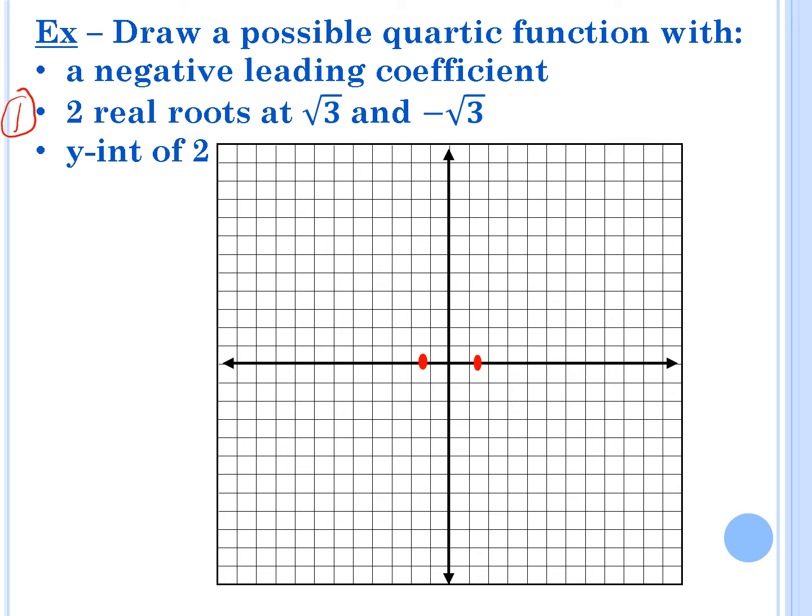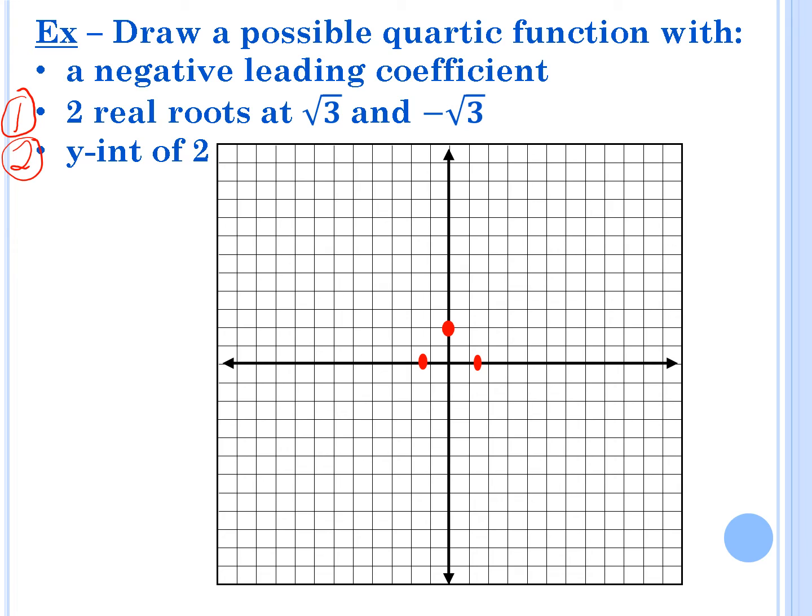Then we are going to plot the y-intercept. The y-intercept is 2. Now we're going to get into end behavior.